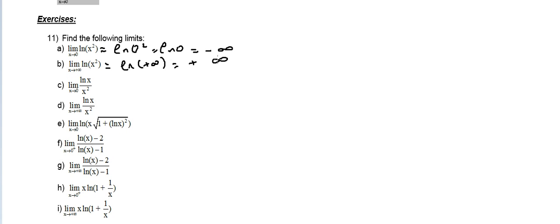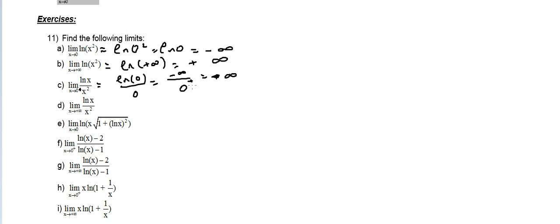It's also simple. All right, let's see this one: ln x over x squared as x approaches 0. If we substitute, it's ln 0 over 0 squared, which is 0, and x approaches 0 from the right, so 0 plus. So ln 0 is minus infinity over 0 plus, which is minus infinity.